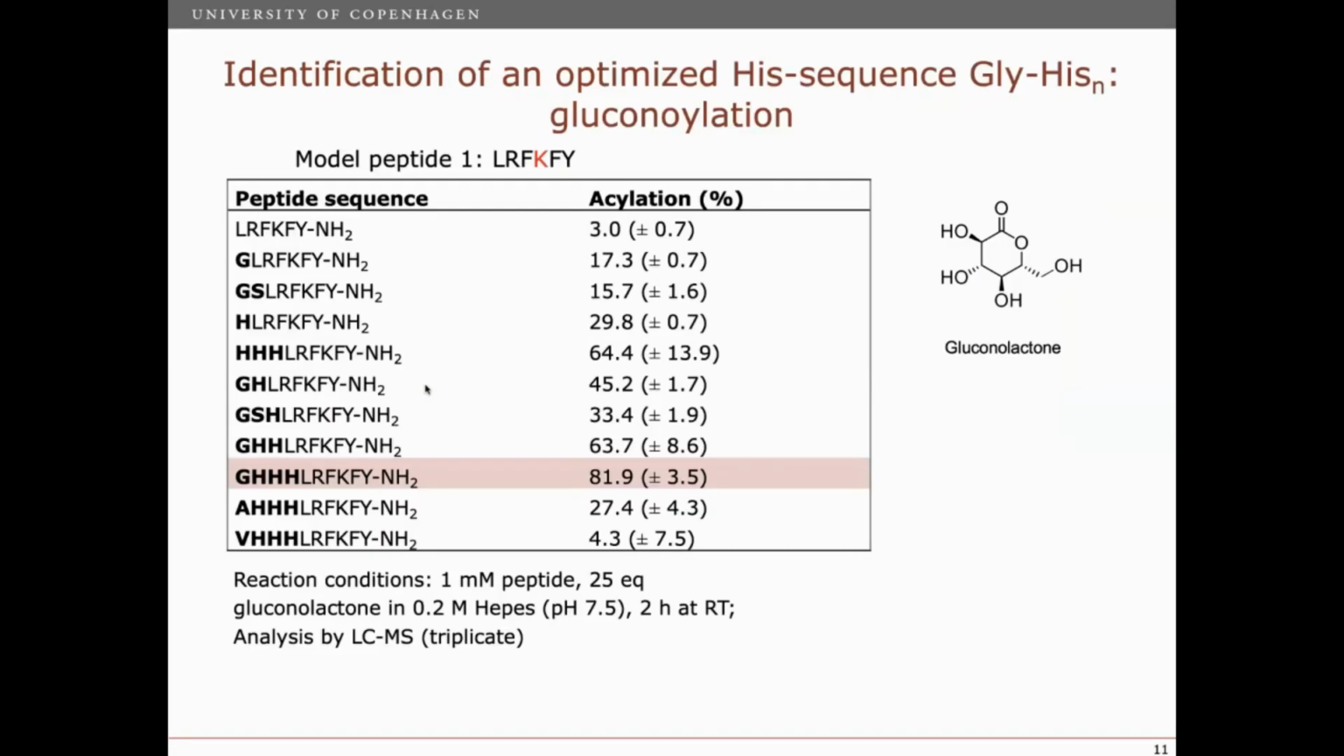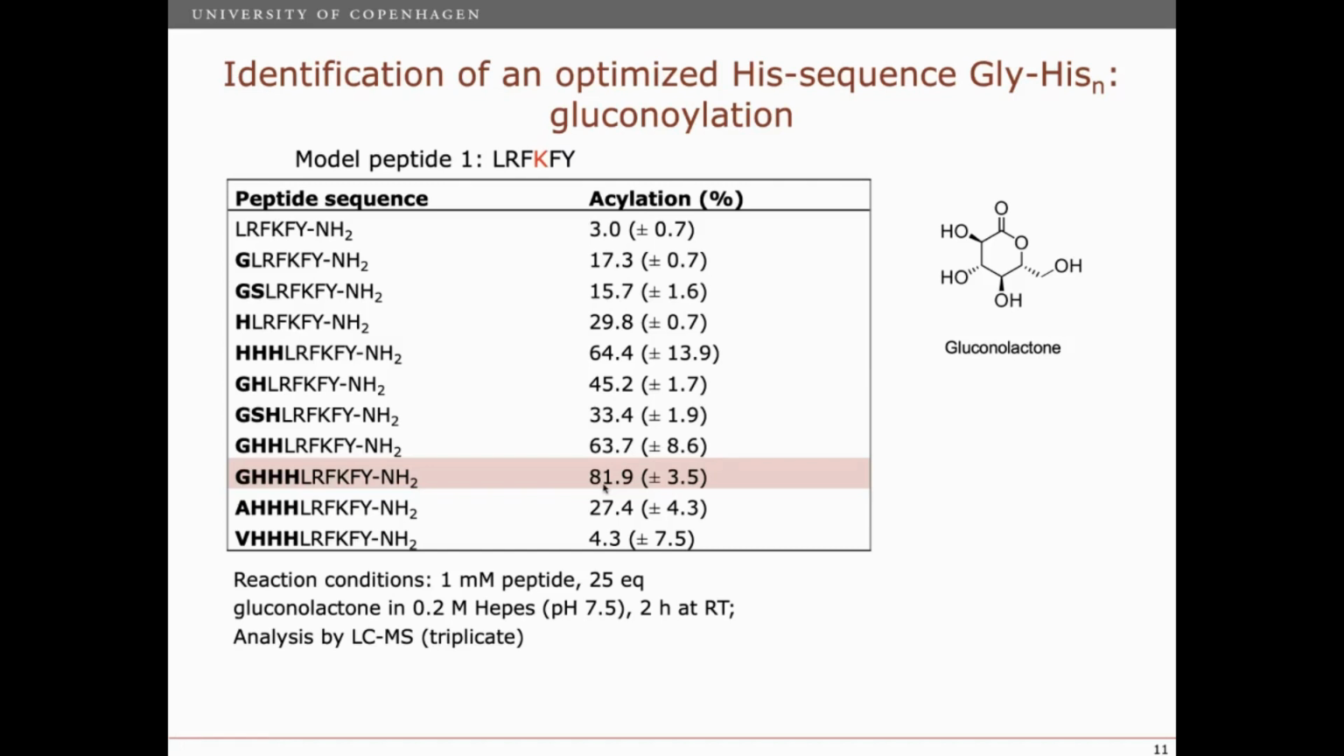Good. So the first part was to see which peptide segment would promote N-terminal acylation. And we chose this here because of its chromatographic properties and for it being UV active. And it doesn't really react very well with gluconolactone. If you put in a glycine, you start seeing reactivity. If you put in a histidine, reactivity goes up. If you put in multiple histidines, reactivity goes further up. And then if you have a glycine followed by histidines, you actually have a very nice, very selective acylation of the N-terminal.